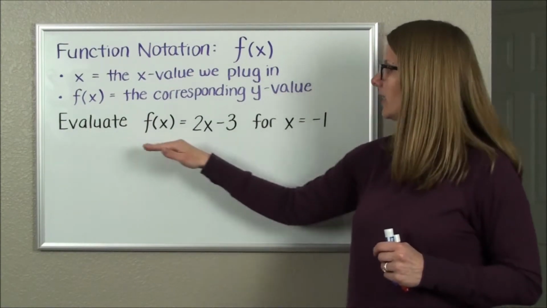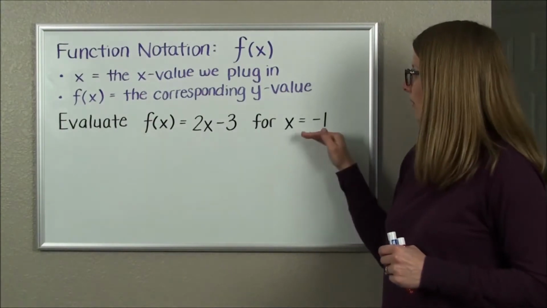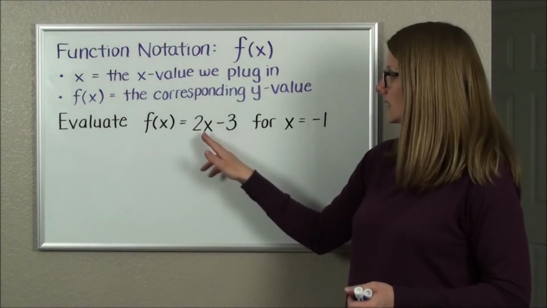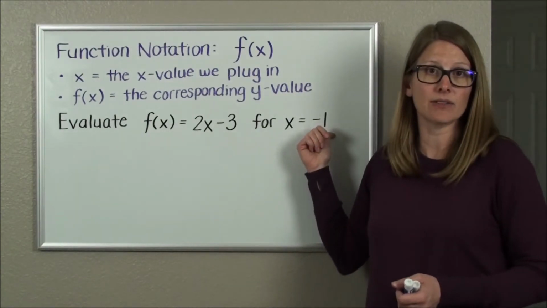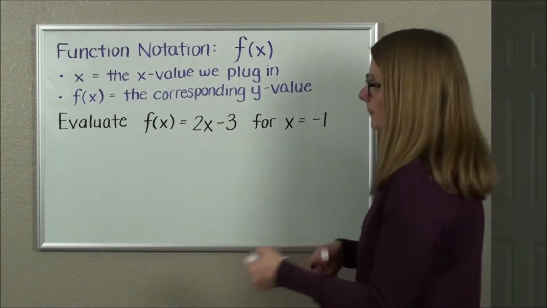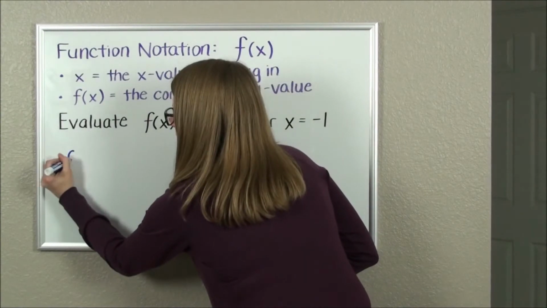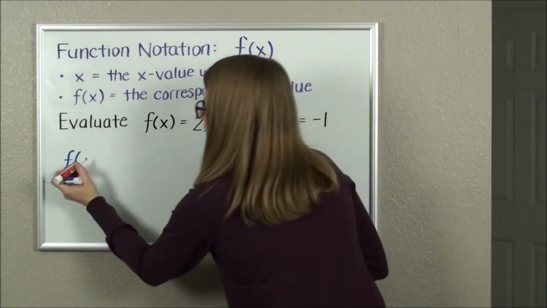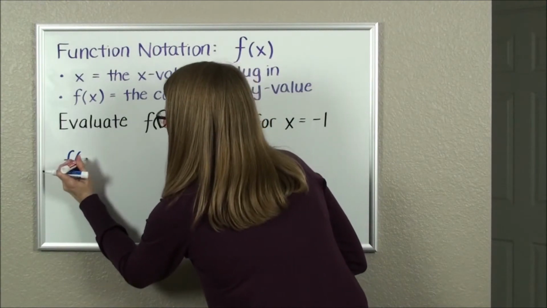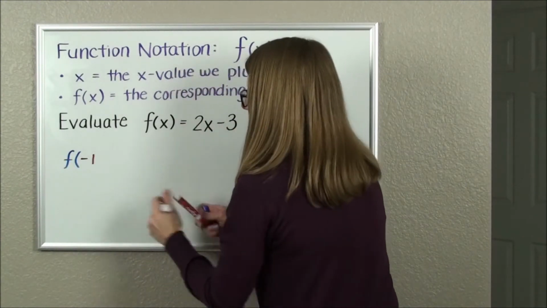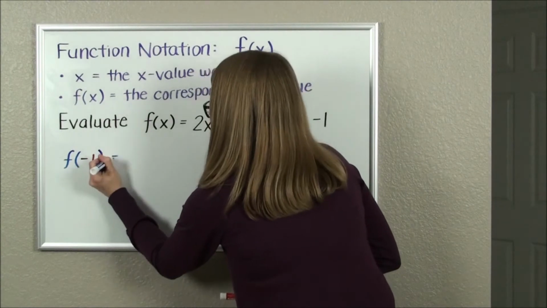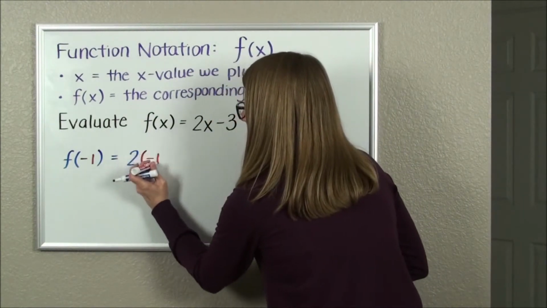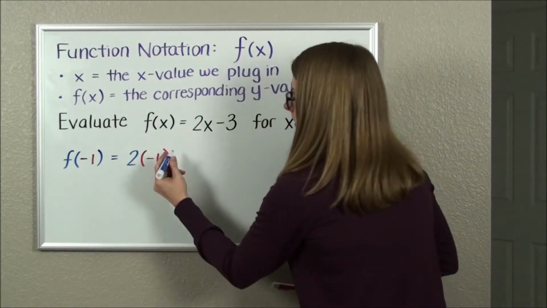So we want to evaluate this function for x equaling -1. All that means is wherever you see an x here, your job is to plug in a -1 to figure out what you get. So let's rewrite this function, but where I see the letter x, I'm going to write the value that they're asking me to evaluate for, which in this case is -1. So f of x equals 2x minus 3.